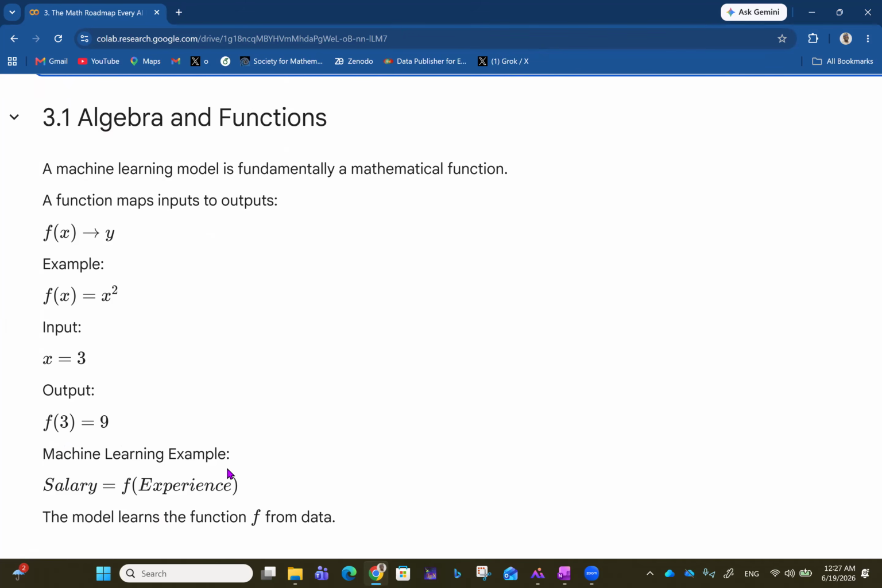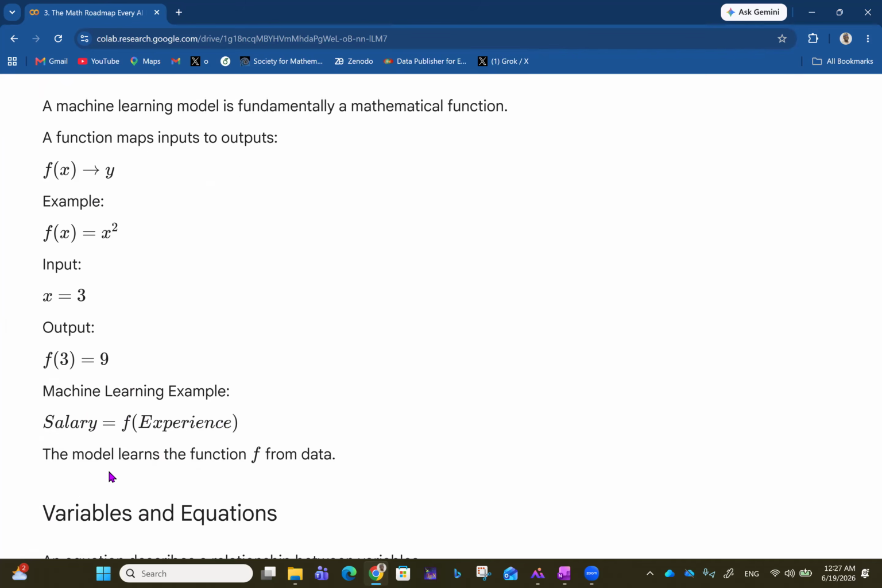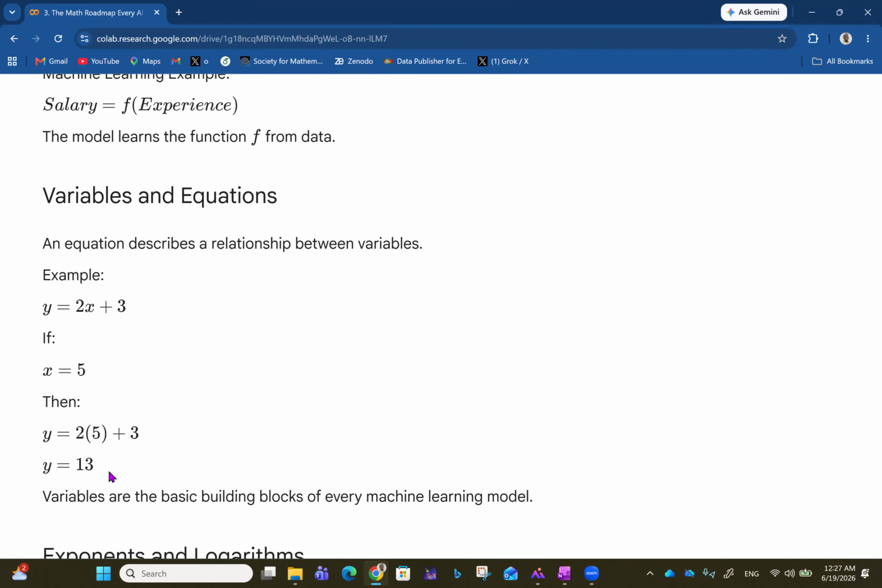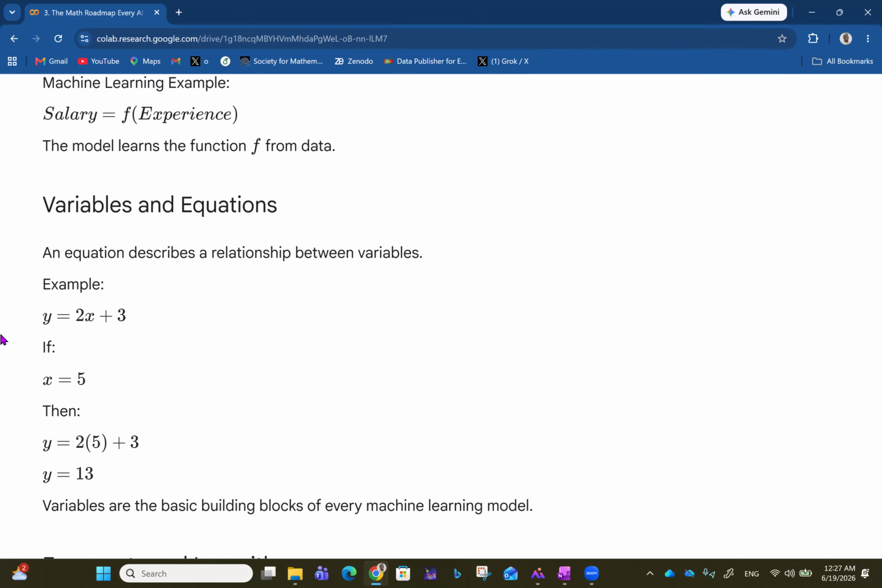A machine learning example is something like this: salary is a function of experience. The model learns the function f from data. The function takes your experience and decides what your salary should be. That's as simple as it goes. So a machine learning model is fundamentally a mathematical function. And then we go to the idea of variables and equations. An equation describes a relationship between variables, basically.